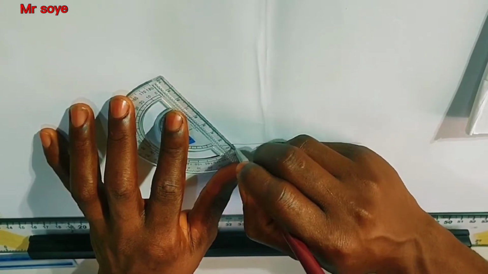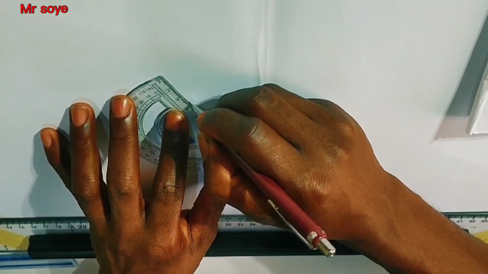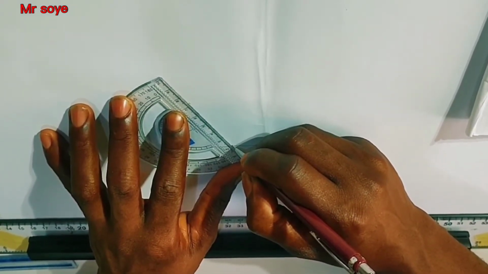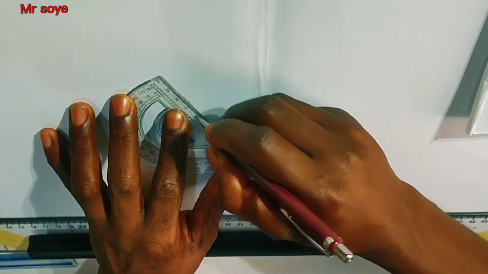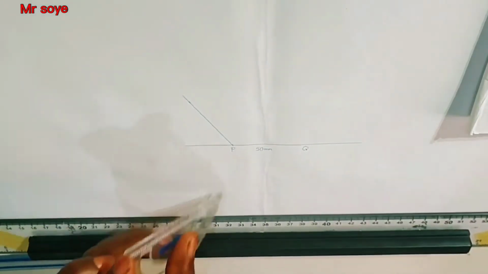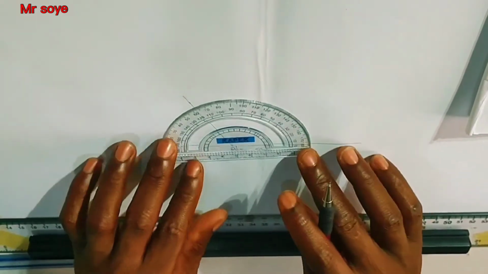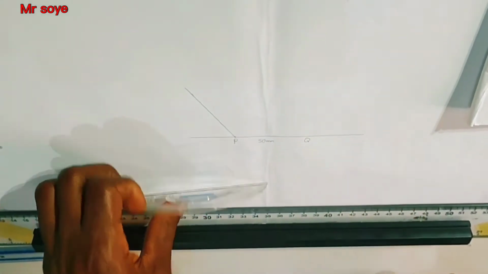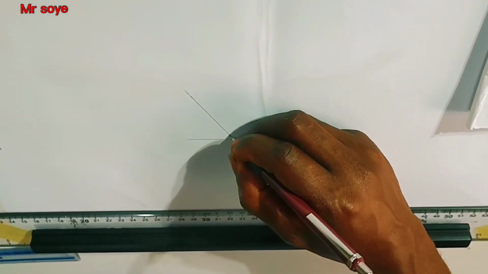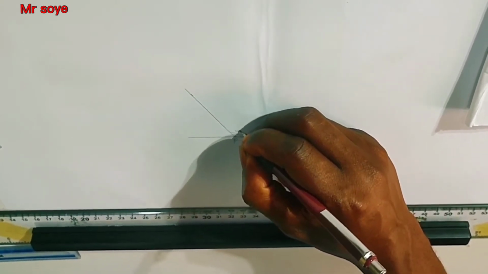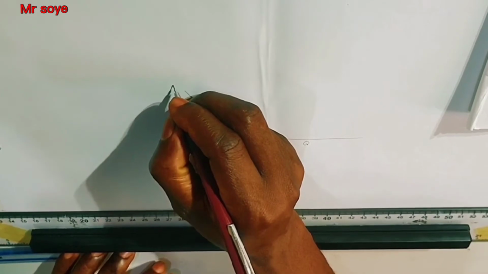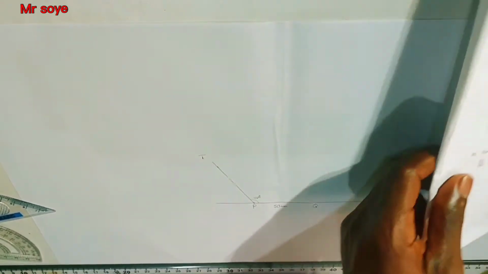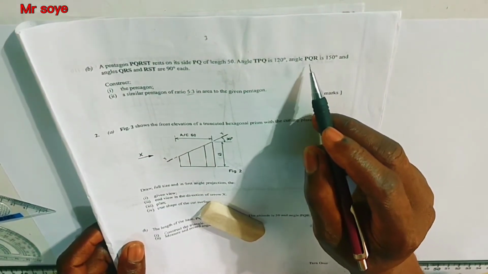So we're going to do it like this. Good. Yeah, beautiful. That's it. This angle is 120 degrees. Then let me put it TPQ.